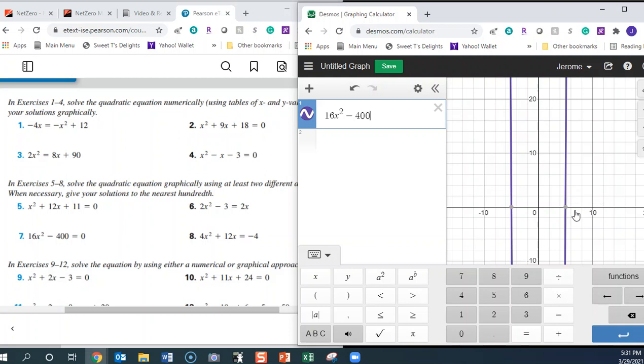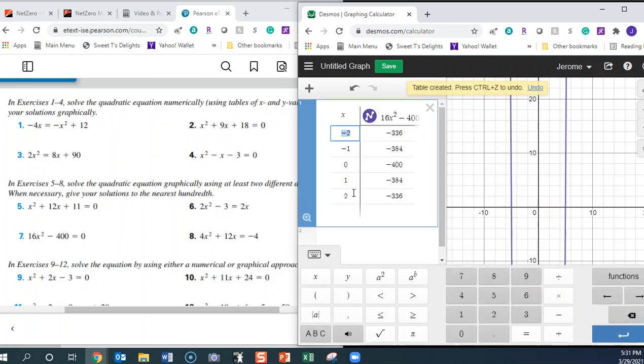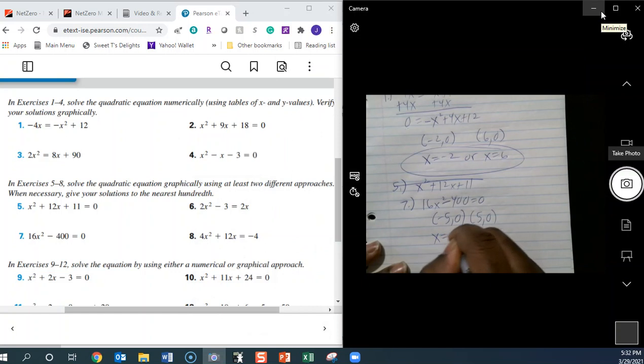And we could check this in the table. We'll hit the wheel. We'll hit the table feature. And then what we could do is type in our values. We could type in -5, that gave us 0. And we could type in 5, that gave us 0. So our final answer would be x is equal to -5 or x is equal to +5.